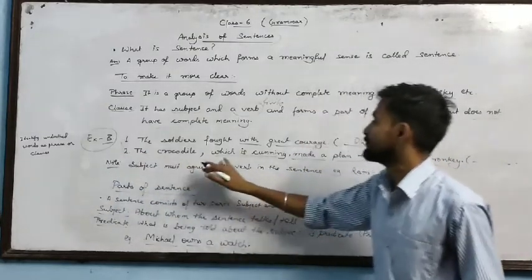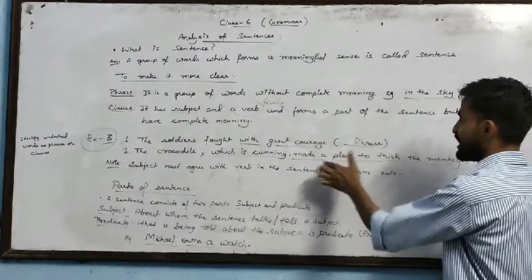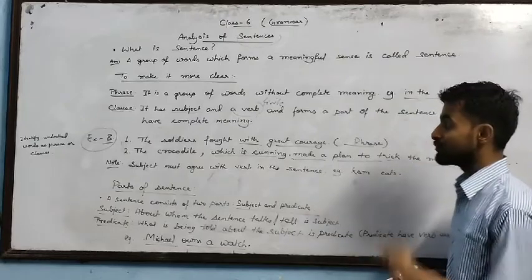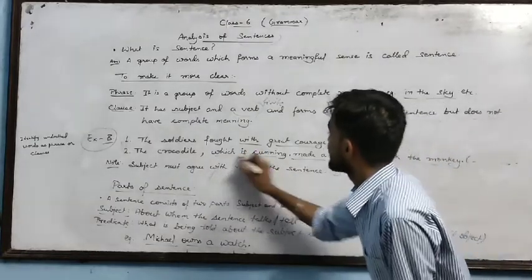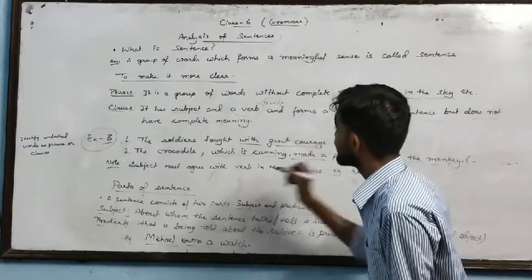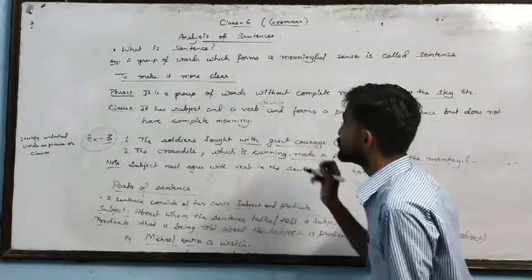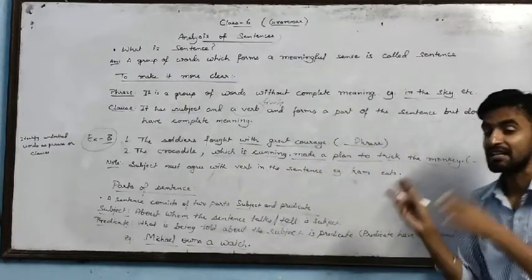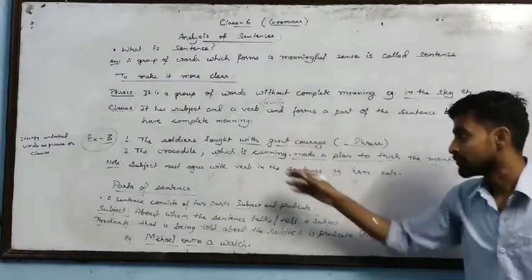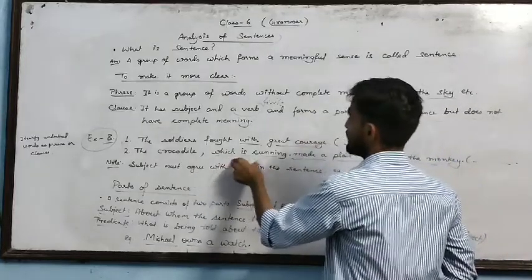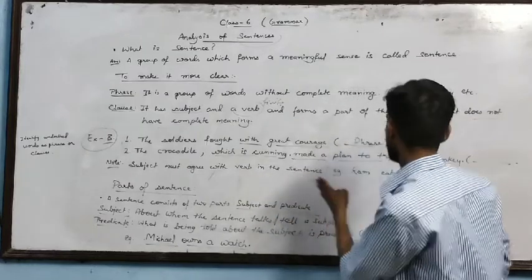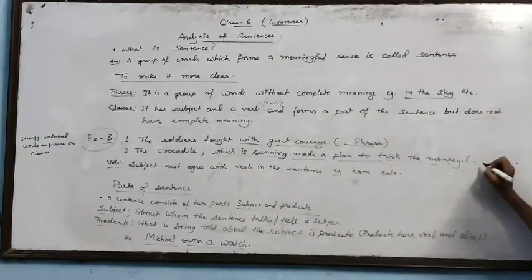The crocodile, which is cunning, made a plan to trick the monkey. Here you will find "which is cunning." Here it has a subject and a verb. "Which is cunning" is a meaningful sense which you can understand. And so we will say that it is not a phrase, it is a clause.